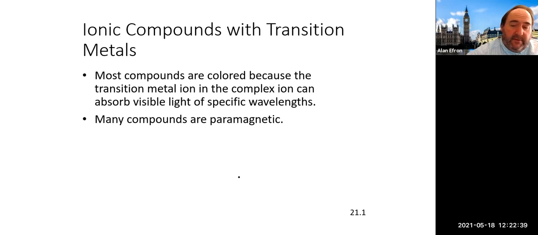Remember, a lot of these compounds give different colors of solutions because of the transition metal ion in the complex ion. It can absorb light at specific wavelengths. Depending on the ligands that are attached and the charge of the transition metal, you may get different color solutions, even if you're dealing with the same metal. Like cobalt, for example, depending on its oxidation state, could be a pinkish color solution. You could have a cobalt complex ion that's more blue in color, depending on the situation.